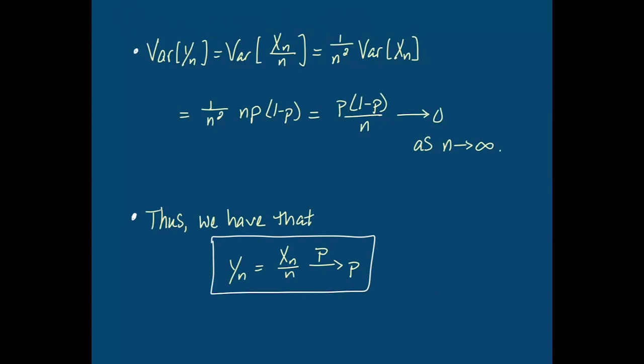Again, yn may not look like an estimator, but in this case, it is an estimator for p. So you could rename yn to be pn hat, and now it really matches up with that theorem.